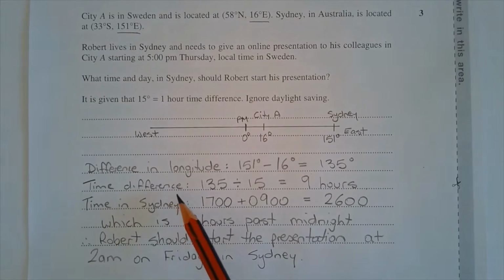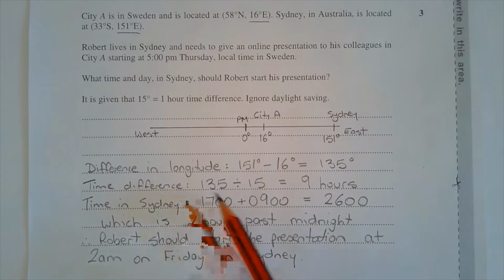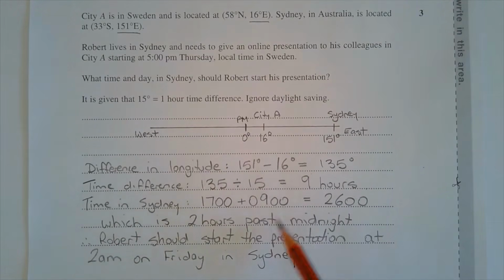So the time difference is found by taking 135, dividing it by 15, and that gives 9 hours. So Sydney is 9 hours ahead of City A. Now the time in Sydney is found by taking the time at City A, which is 5 p.m., and notice that 24-hour time is being used. And adding 9 hours to 5 p.m. equals 2600 hours.